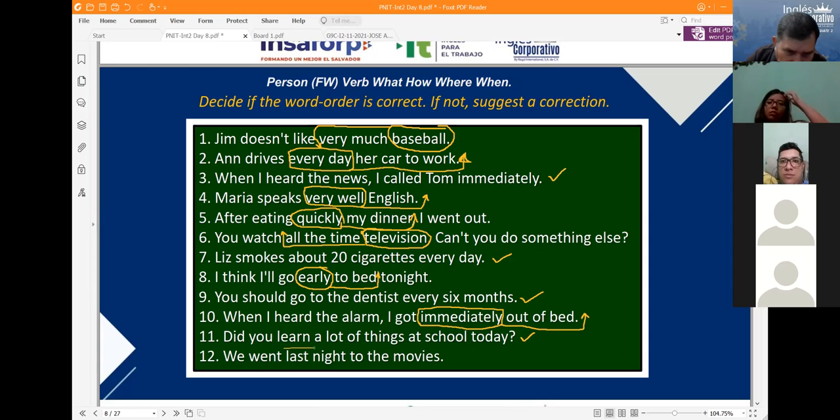Last night goes to the end. So we say, we went to the movies last night. Okay, we went to the movies last night. Okie dokie, ladies and gentlemen, so we finished this one.